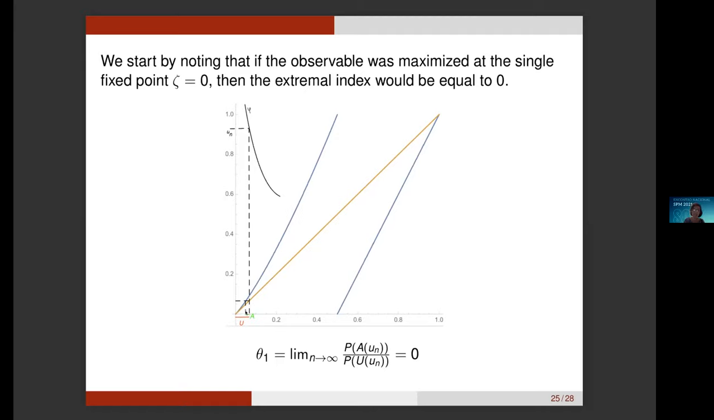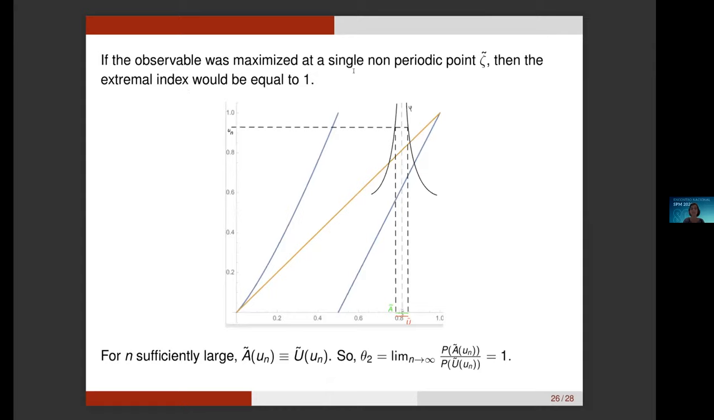Because the derivative at zero is equal to one, for n sufficiently large, the measure of this annulus is negligible when compared with the measure of the ball, right? So the limit of this quotient is equal to zero. So for this fixed point, the extremal index would be equal to zero. Now we consider the other situation, if the observable was maximized at a single non-periodic point, zeta tilde, for example, here. So exceeding the level is equivalent to entering this u tilde. But now we observe that since the point is non-periodic, for n sufficiently large, the annulus coincides with the ball because there are no points of the ball returning to the ball in a fixed time of iterates, okay? So theta in this case is equal to one.